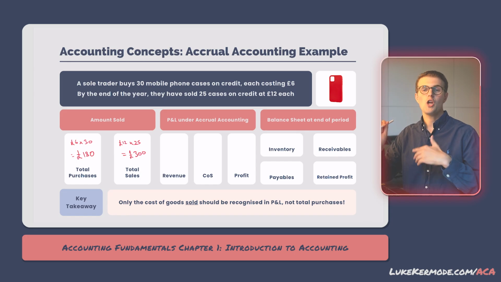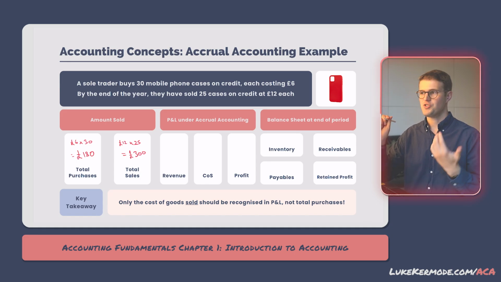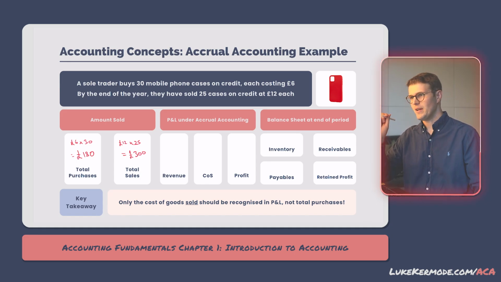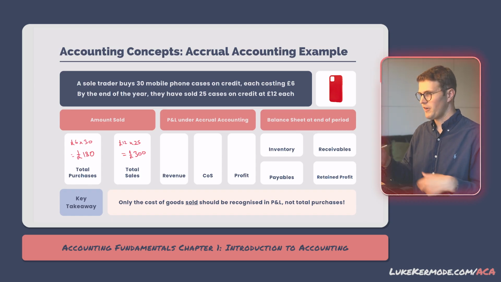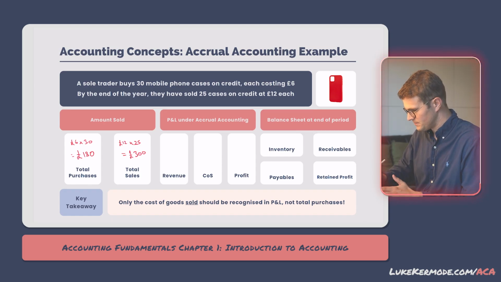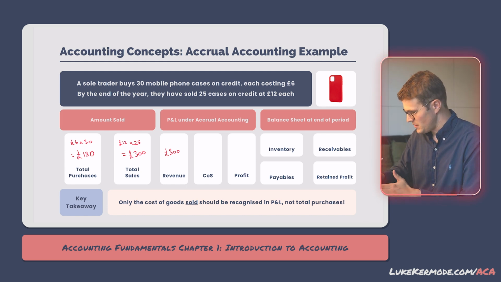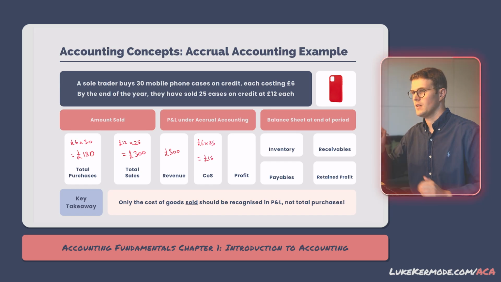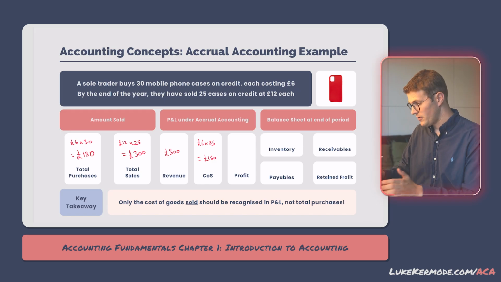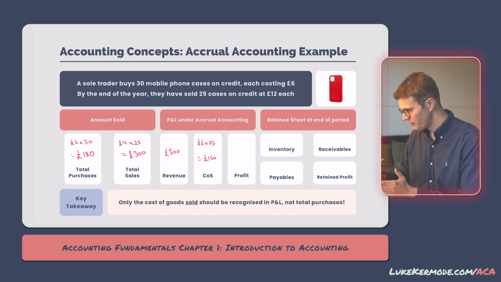Under accrual accounting, we don't charge the full £180 worth of purchases to the income statement during this period because 5 of the cases haven't been sold yet. They're still sitting in inventory. So instead, we need to match the income from the 25 cases sold, that's the £300, against the cost of those 25 cases, which is equal to £6 times 25 cases equals £150. So that gives us a profit of £300 deduct £150 for the period equals £150.